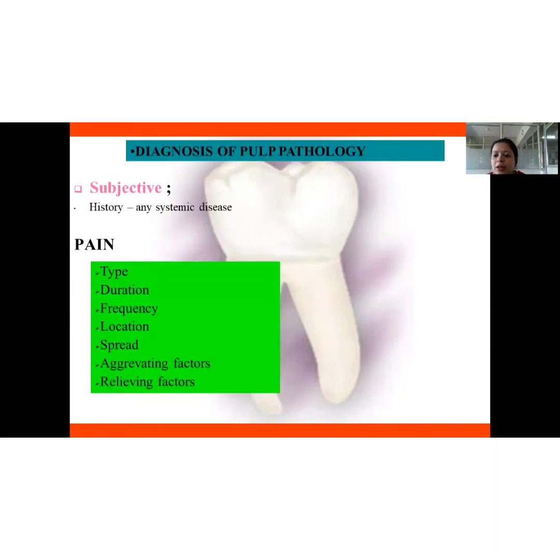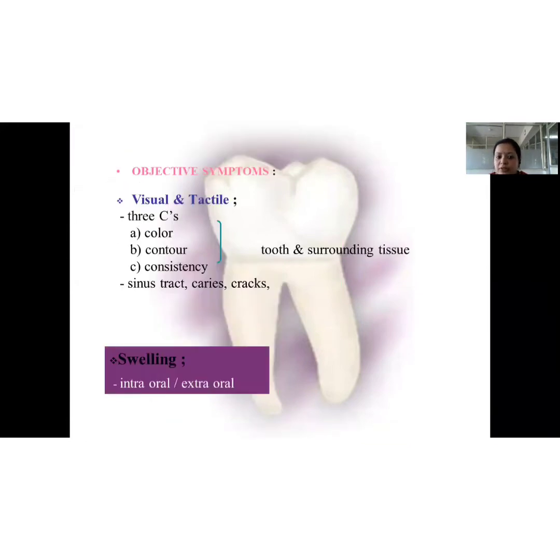Subjective means that you can ask the patient. Now, objective symptoms are what we can visualize by ourselves. How to judge? The objective symptoms are basically visual and tactile. Visual, we see, and tactile, we feel. So the visual and tactile symptoms are the three C's: the change in color, contour, and consistency of the tooth and the surrounding tissue. CCC, 3C: color, contour, and consistency.